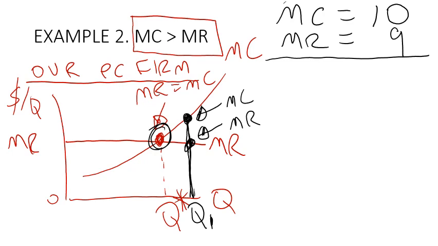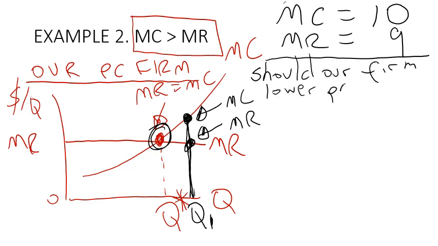So let me phrase it this way. Should our firm lower production by 1 unit? We're assuming that these values, MC equal to 10 and MR equal to 9, are representative of this unit. Okay, so that's a question, right? Should our firm lower production by 1 unit?